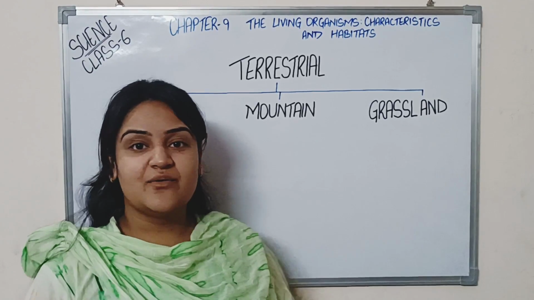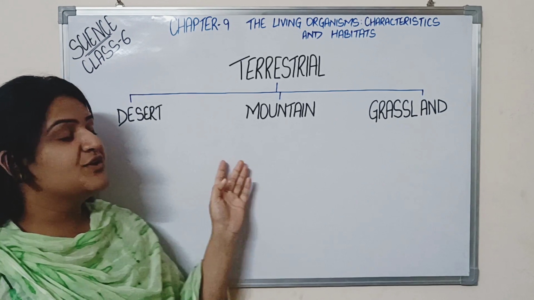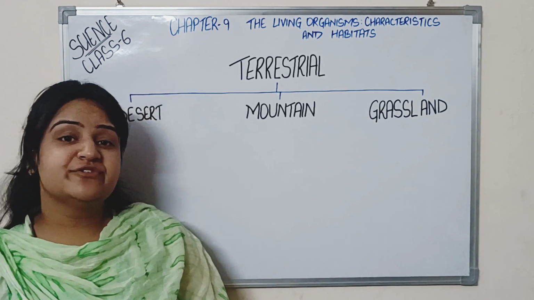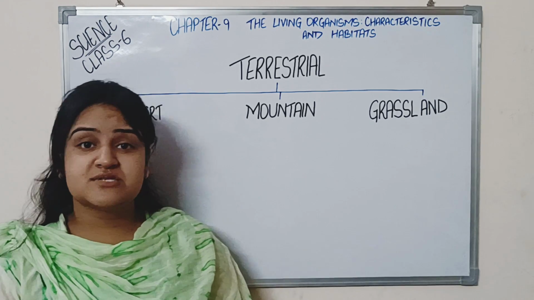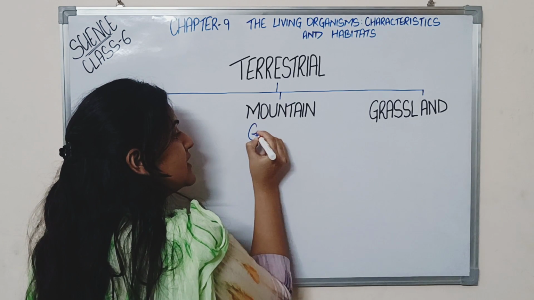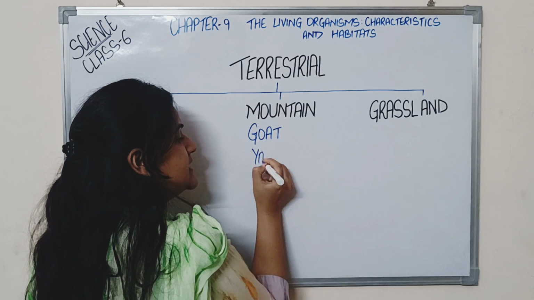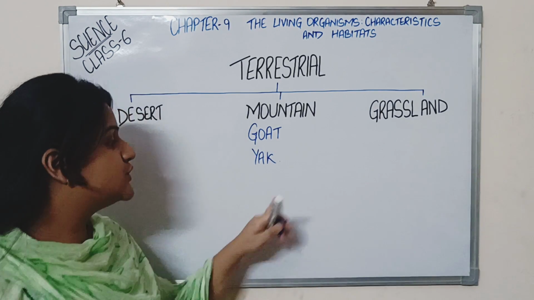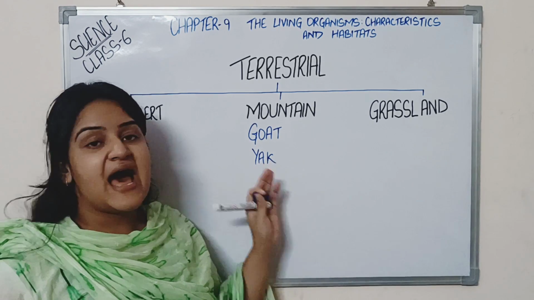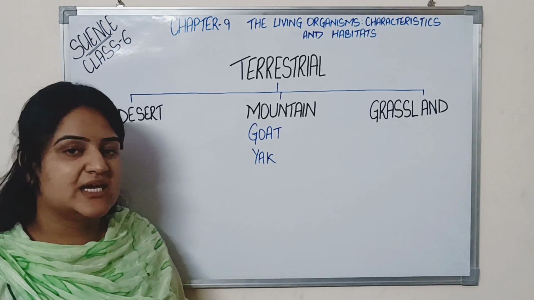So students, now we have done the terrestrial habitats, we have done the deserts. Now we are going to move forward with the mountains. Now you see, what kind of animals do you find in mountains? The animals that are found can be a goat or a yak. What do you think are the peculiar characteristics of these animals to adapt their bodies to stay in the mountains?